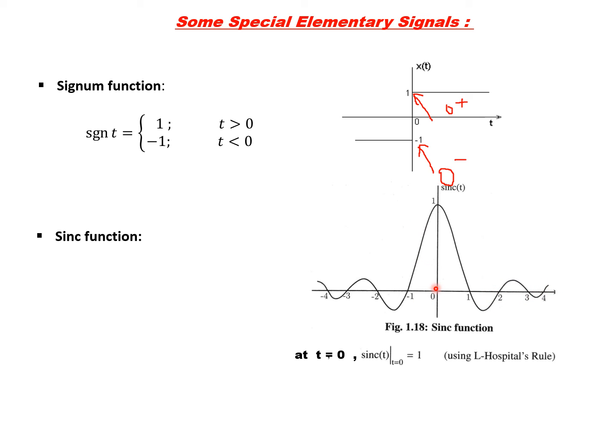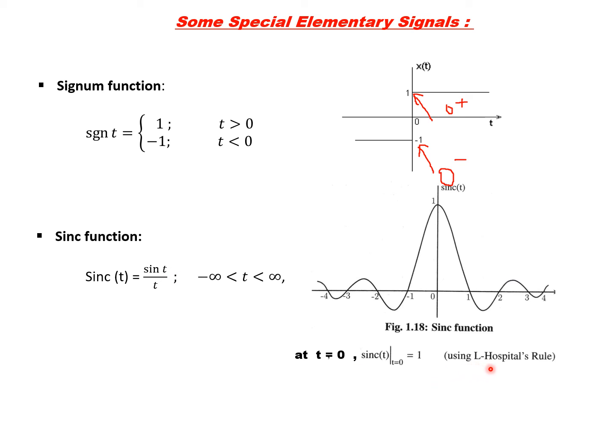This kind of signal is called a sinc function, and it is given by this equation. Sinc of t is equal to sine t by t, for all t from minus infinity to plus infinity. Now this equation is not defined at t equal to 0. If I put t equal to 0, it is sine 0 by 0, which is 0 by 0, undefined.